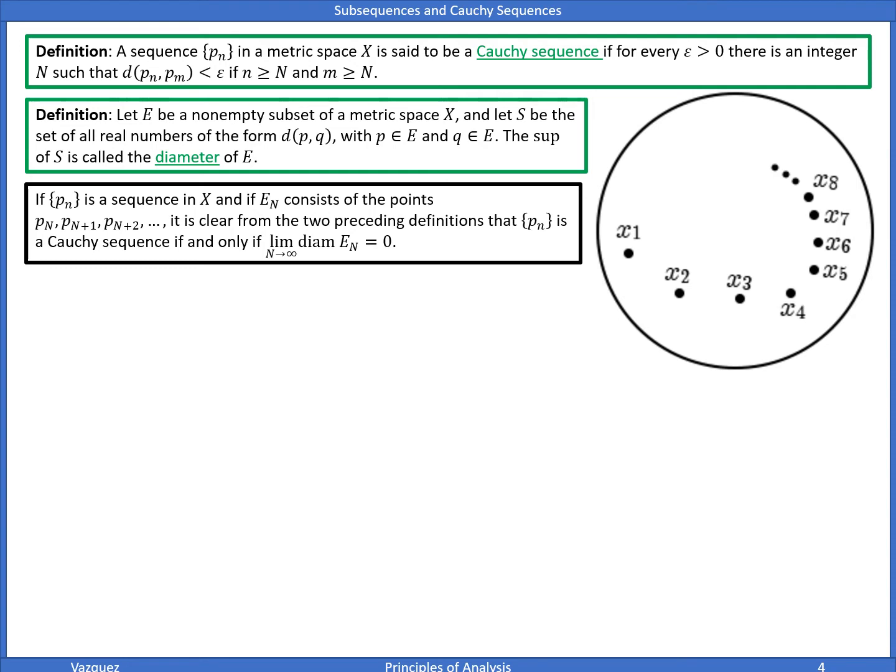This here is pretty much a theorem, but I put it in black just because we're not really going to prove it. It's just something we should notice. It's kind of another way of looking at Cauchy sequences.